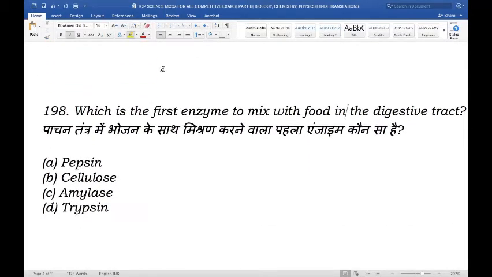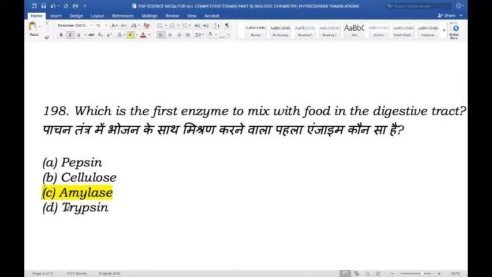So the next question. Which is the first enzyme to mix with food in the digestive tract? Is it A, pepsin, B, cellulose, C, amylase, or D, trypsin? So which of these enzymes is first to come in contact with the food? So the right answer here is C, amylase.